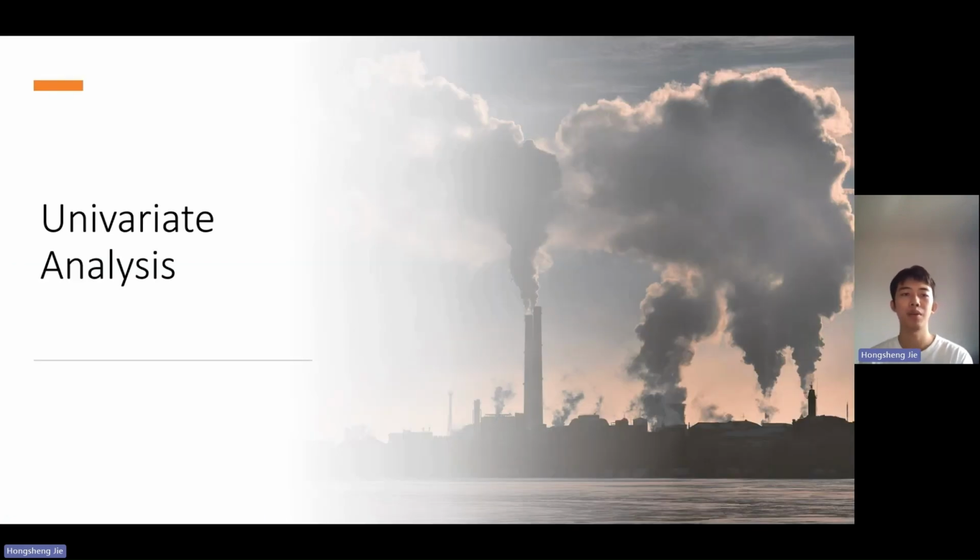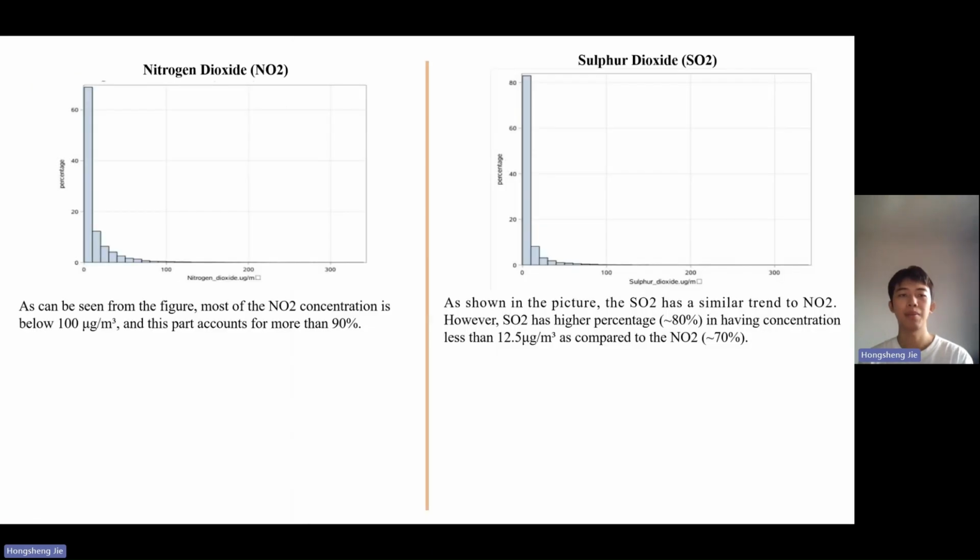Next part is univariate analysis. As can be seen from the figure, most of the nitrogen dioxide concentration is below 100 microgram per cubic meter, and this part accounts for more than 90%. As shown in the picture, sulfur dioxide has a similar trend to nitrogen dioxide. However, sulfur dioxide has a higher percentage in having concentration less than 12.5 microgram per cubic meter as compared to nitrogen dioxide.